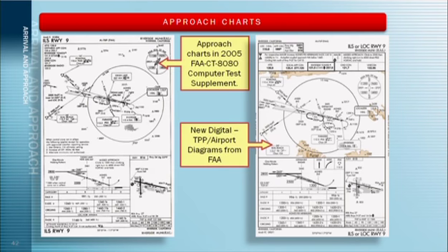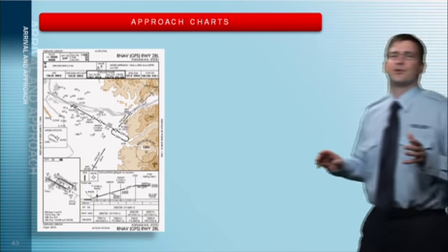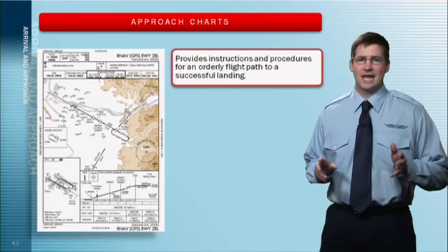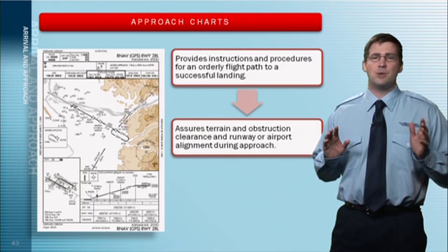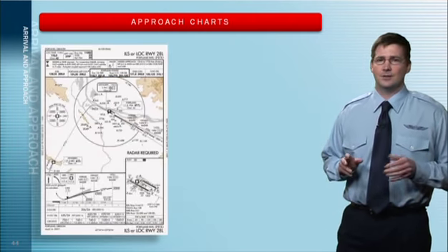The instrument approach procedure is also referred to as an IAP. These IAPs are used during the instrument approach. Some aspects are the same on every IAP chart. The IAP has specific design functions and objectives. It provides instructions and procedures for an orderly flight path to a successful landing, and it assures terrain clearance and runway or airport alignment during the approach. Now, the IAP has 4 distinct areas. Let's take a detailed look at an IAP here.